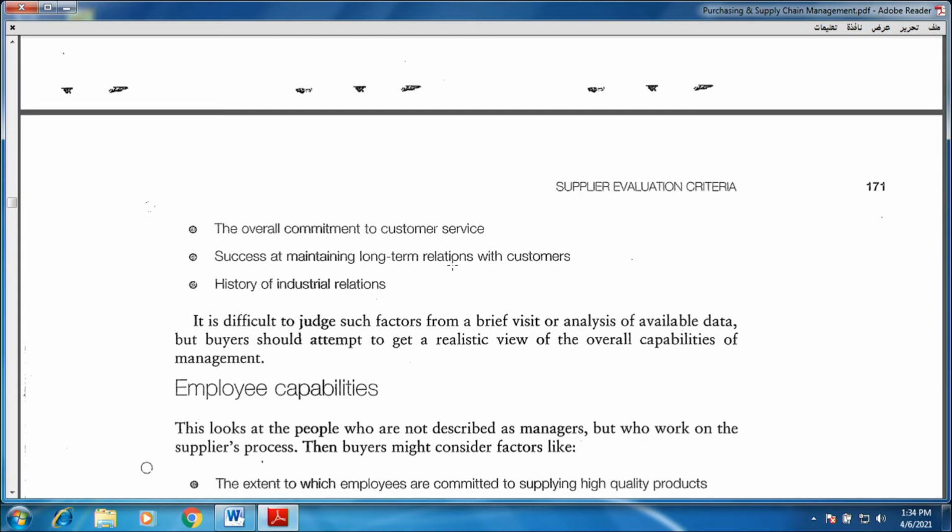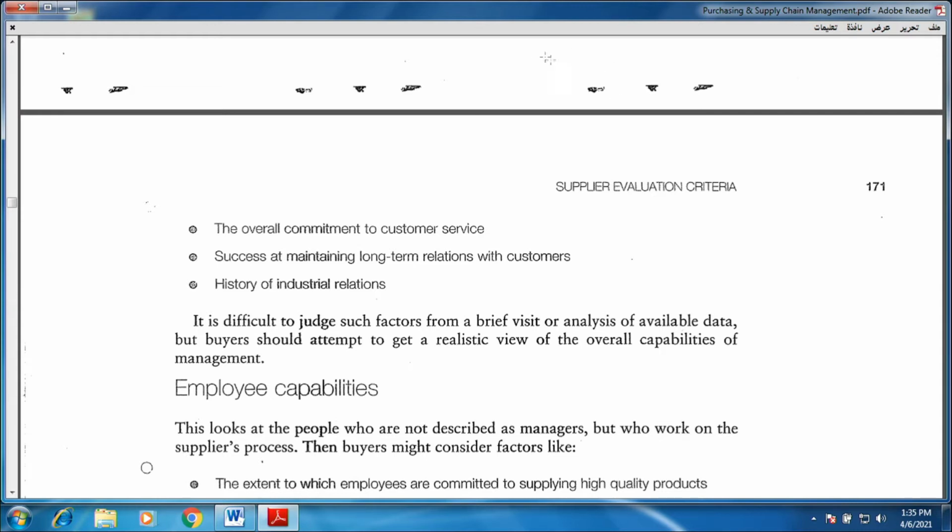The long-term relationship that could be built between us and these managers. We want to have respect and trust and information exchange between us. And finally, think about the history of industrial relations. Do the board of directors have experience enough that supports their abilities to better understand the sectors, directions, and intention?